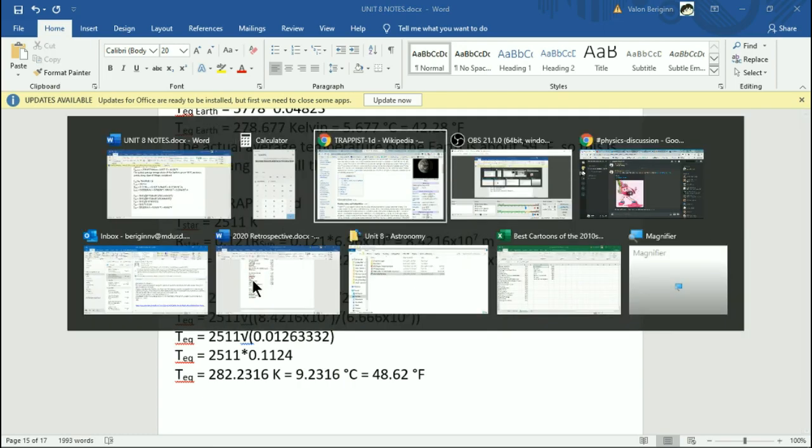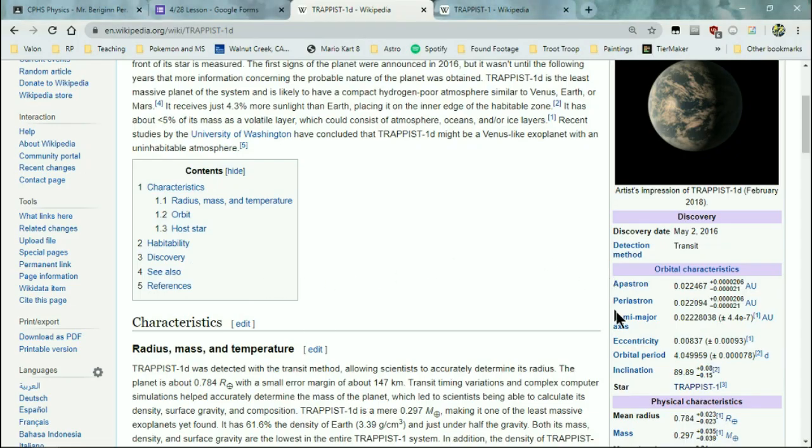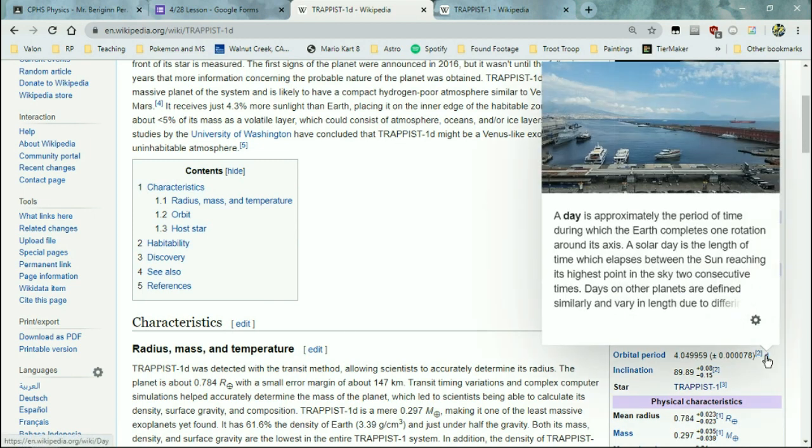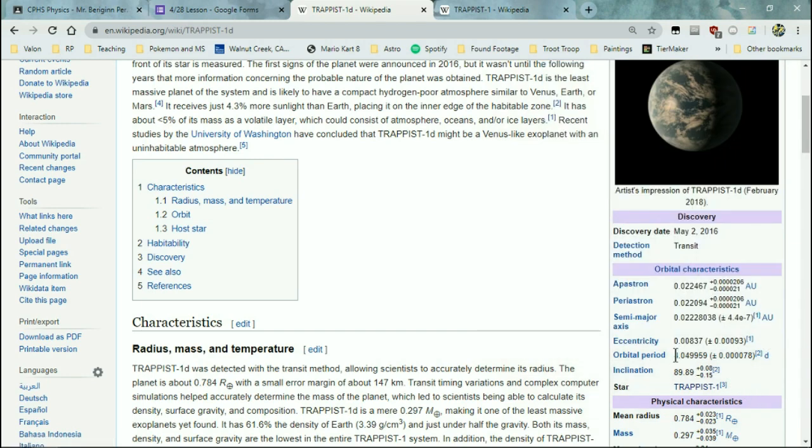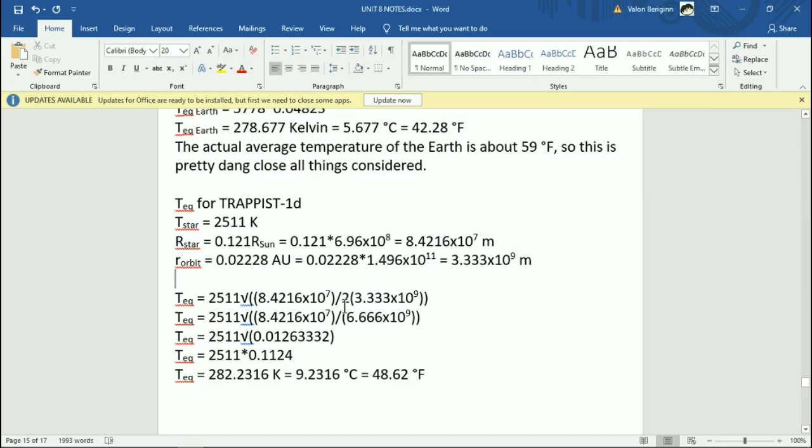If you look at the orbital period, that's in days. So this planet goes all the way around its star in 4 days. For comparison, Mercury is 88 days. So this planet is a little bit hotter than the Earth, and it orbits its star in 4 days. That's how dim this star is, and that's how close the planet is.